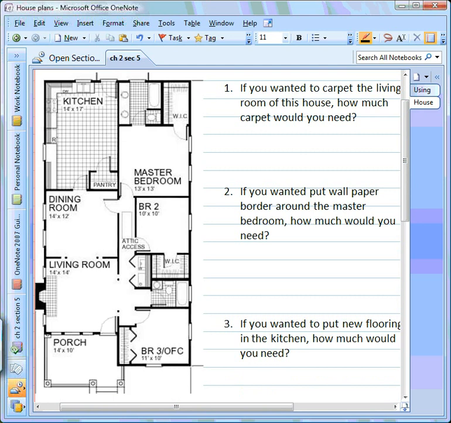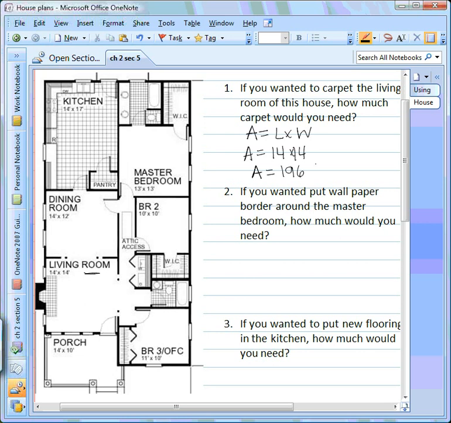So we look at the living room. Living room's over here. And we see that our living room measures 14 feet by 14 feet. Okay, carpet, as we said before, would be finding area. So we need to know our formula. Okay, our formula for area of a rectangle or of a square is length times width. So when we fill in our numbers, area equals 14 times 14. And when we multiply those and solve them, our area is going to equal 196.